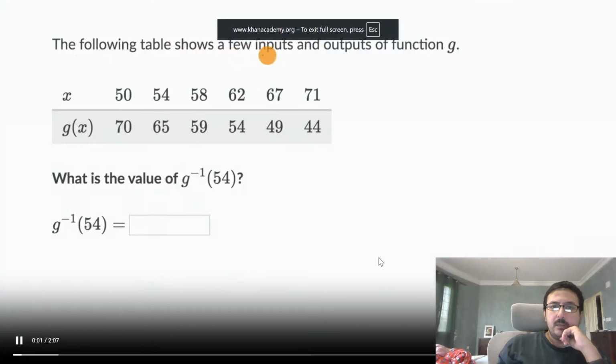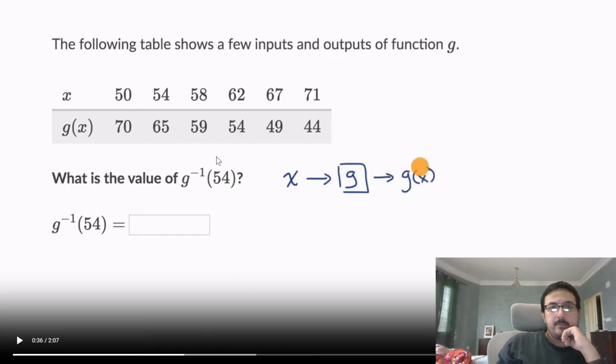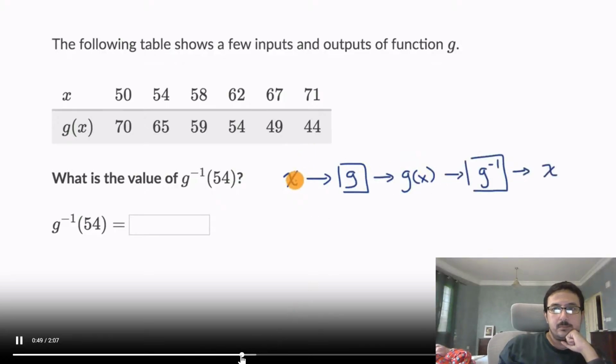We're told the following table shows a few inputs and outputs of function g. We have some possible inputs here for x. If 54 gives me 62, what was the output of g of x? That is actually back to our original input right over here. So what we're focused on is g inverse of 54.